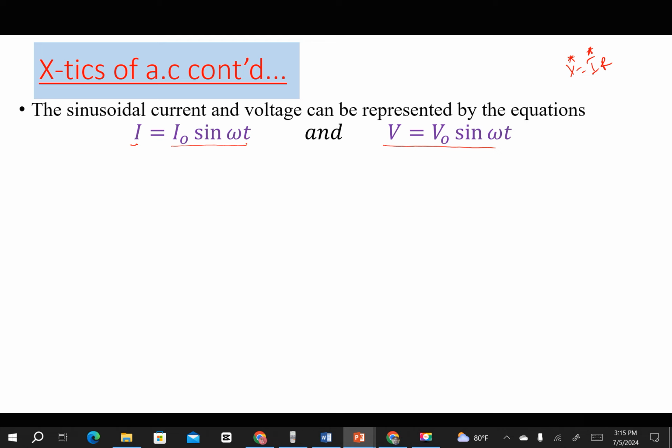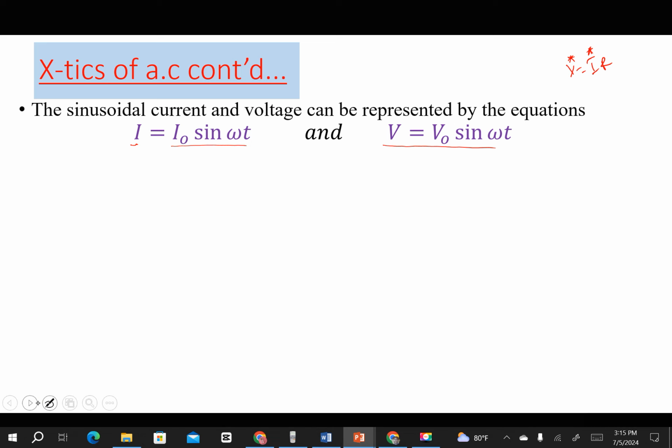So I naught is later on going to be called the peak current or the maximum current. Then V is going to be the voltage at that particular time. V naught is going to be the maximum voltage or the peak voltage. Of course, omega and t are still carrying the same meaning.